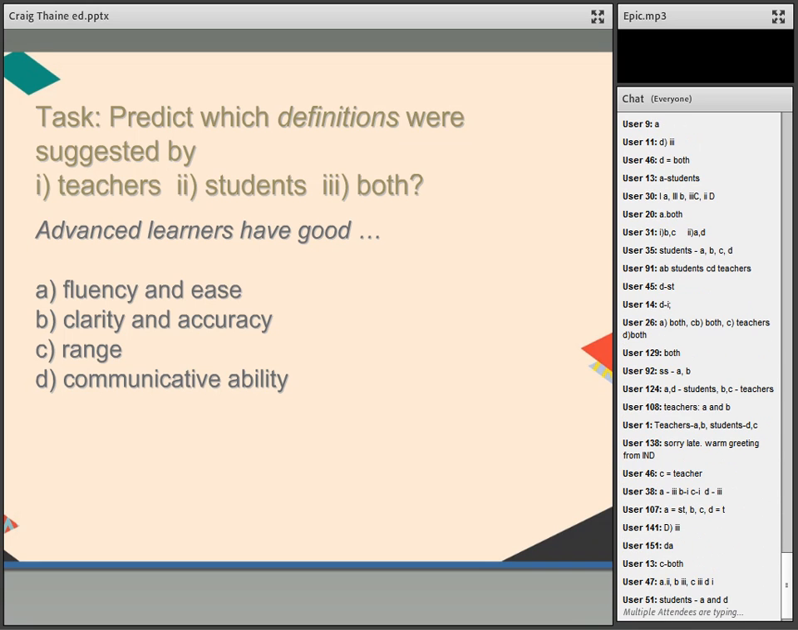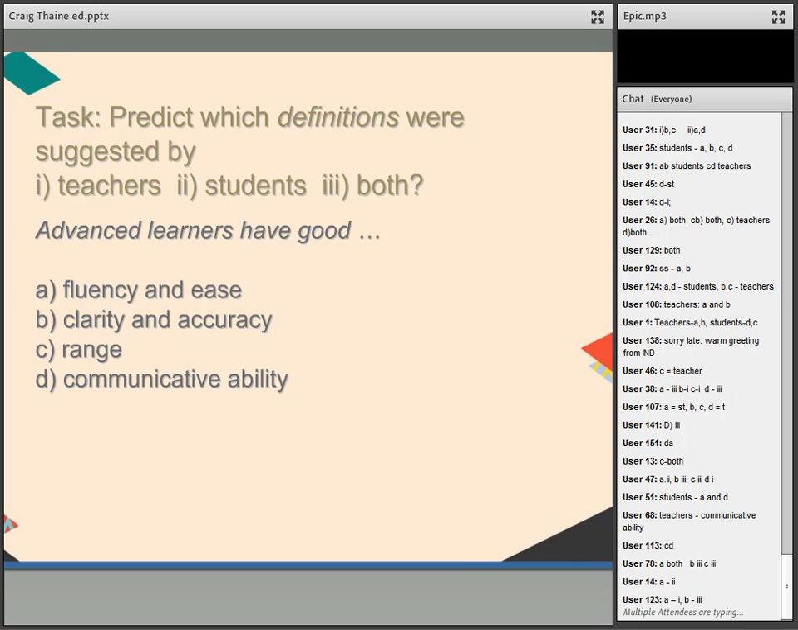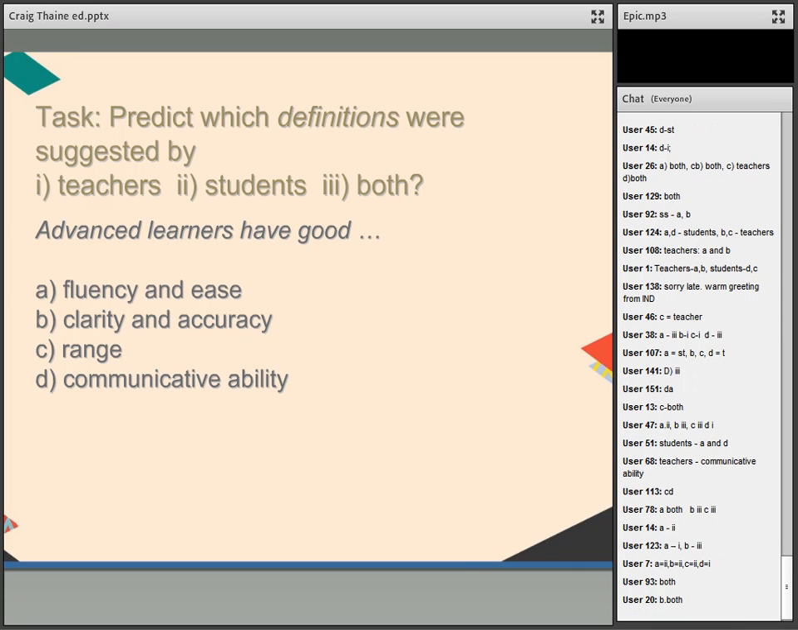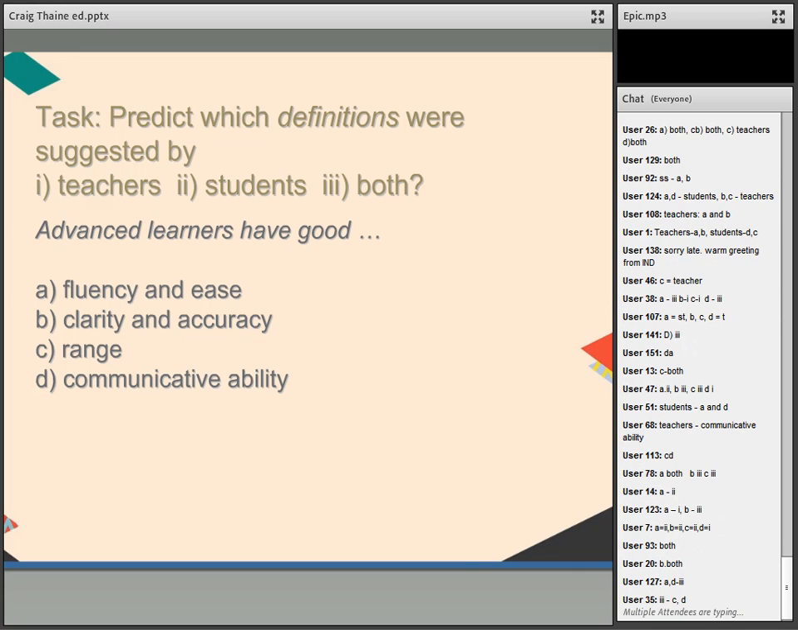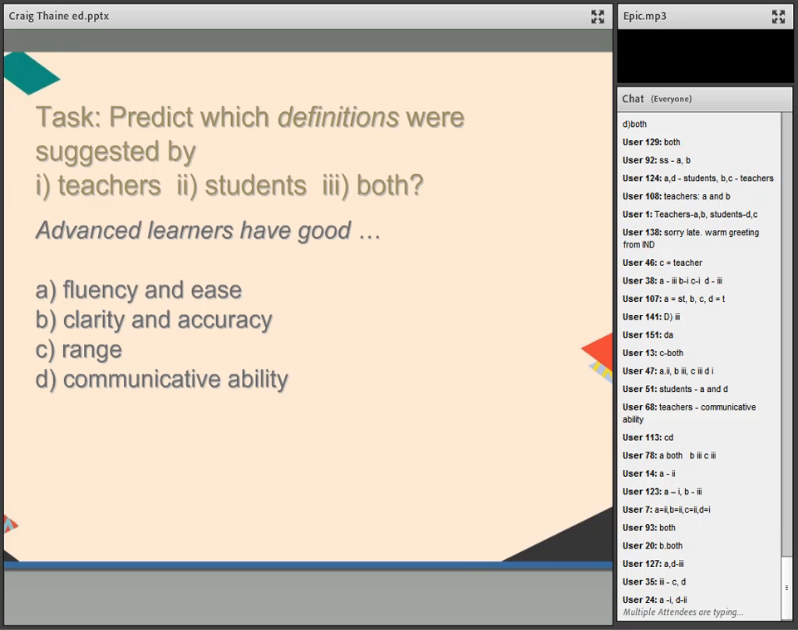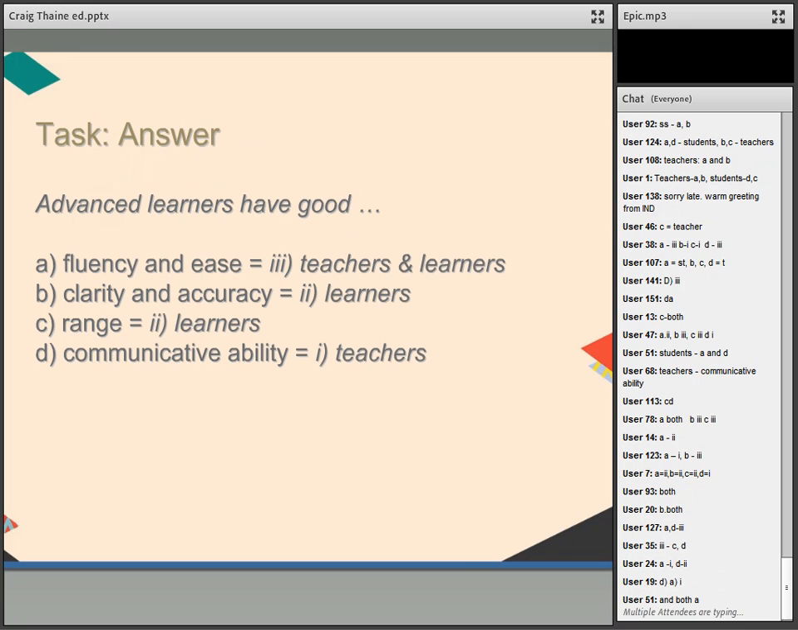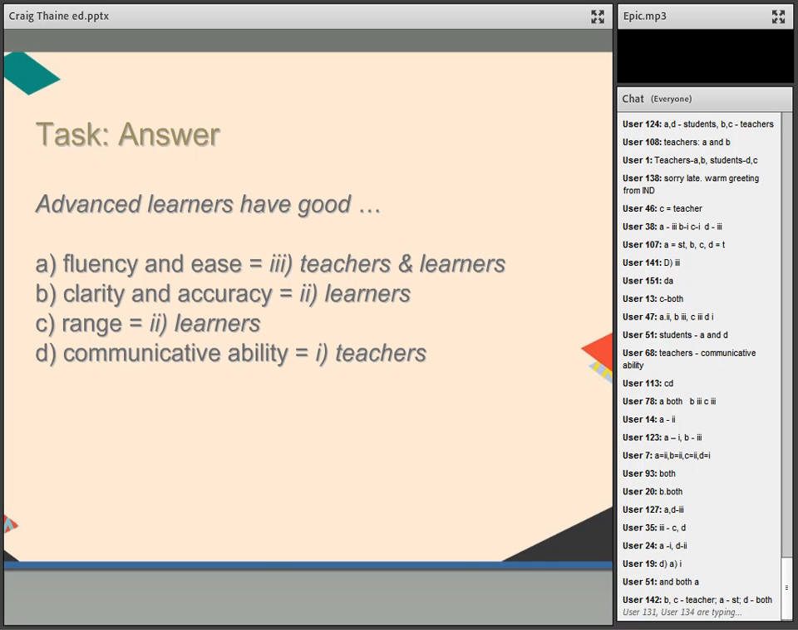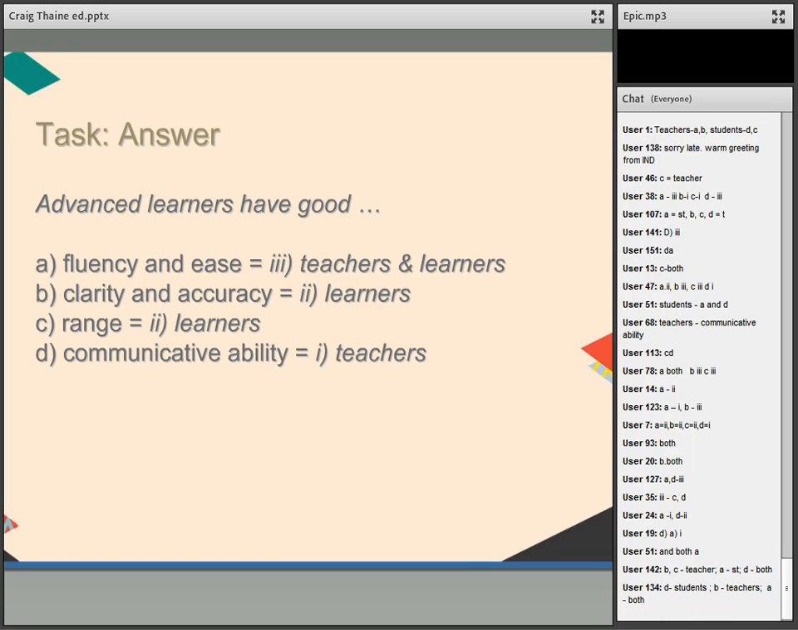So in order to make sure that I finish the webinar on time, I might now skip and actually show you, even if we haven't seen your answer in the chat, I'm assuming that you will have had time to think about it. So in terms of fluency and ease, both teachers and learners referred to that. In terms of clarity and accuracy, really only the learners mentioned that. In terms of range, only learners mentioned that. And in terms of communicative ability, only teachers. So this is how they responded.